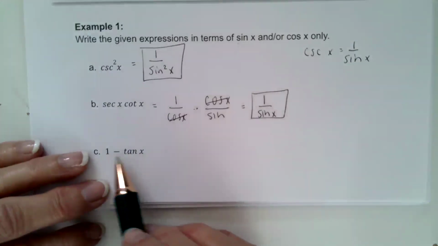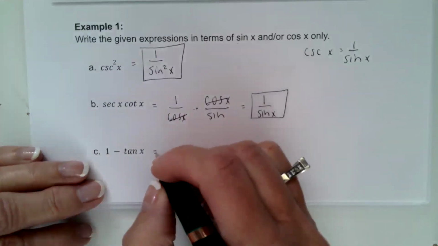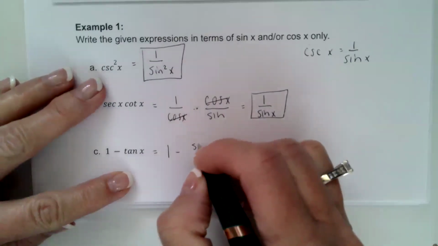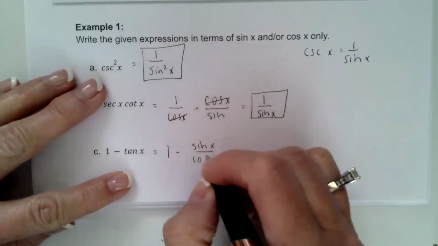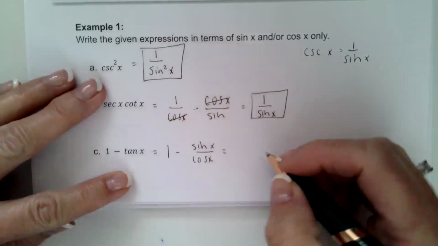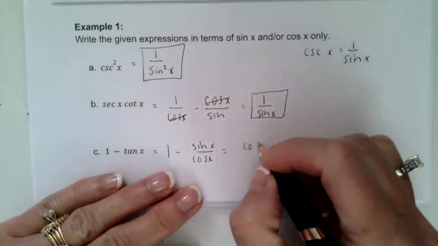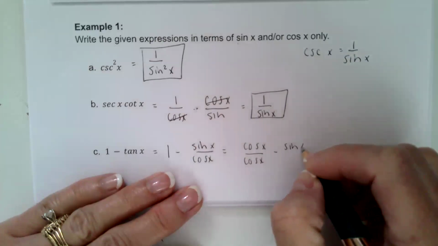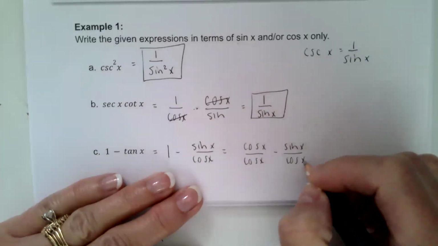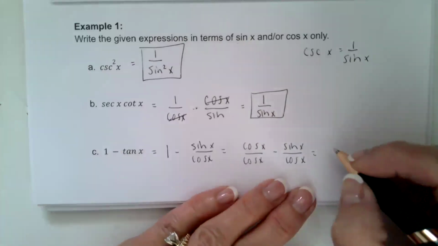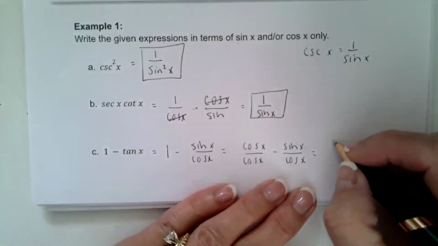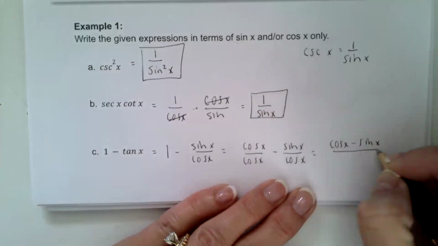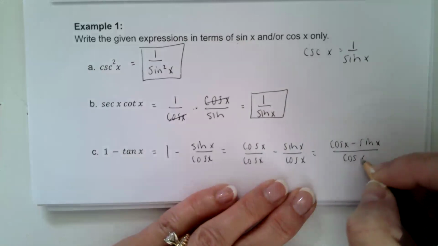Okay, C says 1 minus tangent x. So I can rewrite the tangent as sine x over cosine x. And then the 1 I can use to get a common denominator of cosine x. And then we can combine the fractions. So it's cosine x minus sine x all over cosine x.